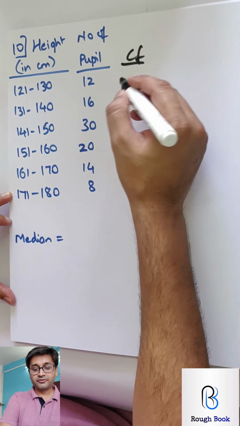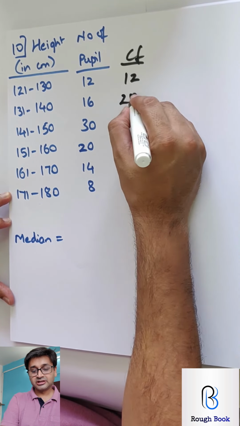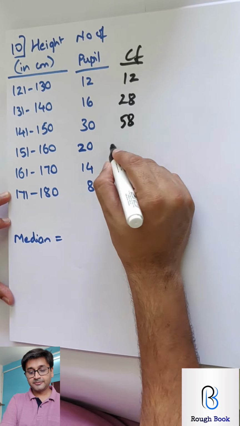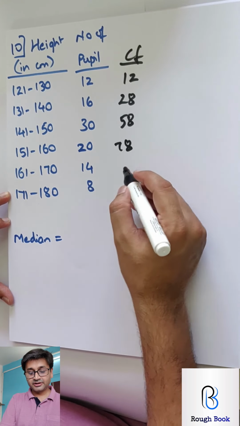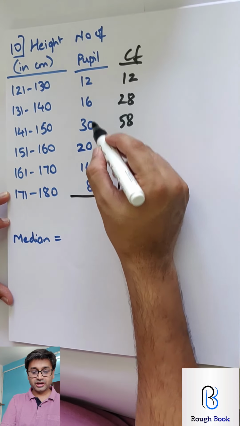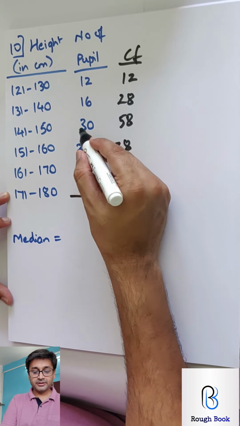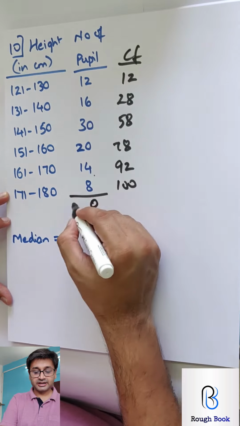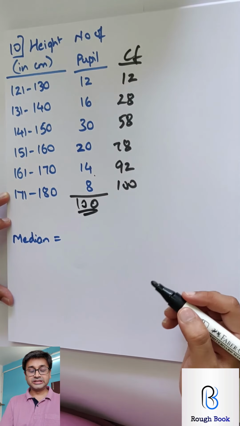So first column, obviously CF. 12 plus 16, 28, 58, 78, 78, 88, 92 and 100. Let me check. 6 plus 4, 10 and 20. 3, 4, 5, 6, 7, 8, 9, 10. So 100 is correct. So CF is there.